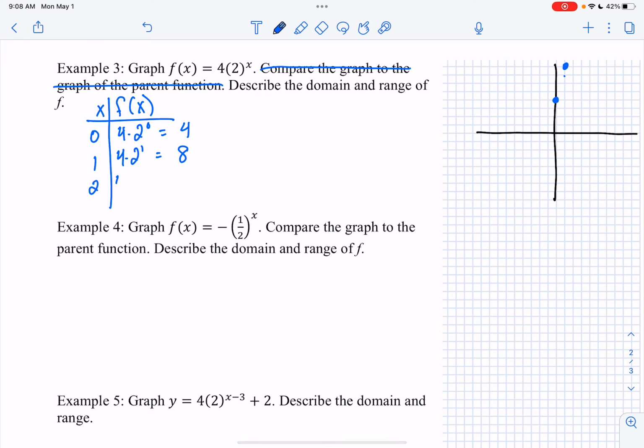Okay, when I put in a 2, 4 times 2 to the second. 2 to the second is 4. 4 times 4 is 16. They've gotten really big. I'm off the graph.